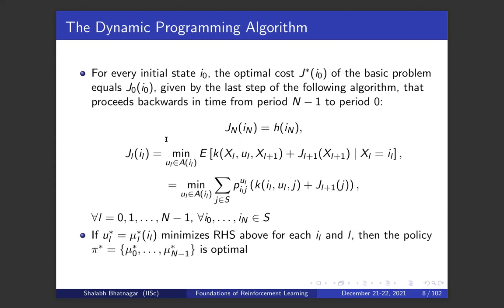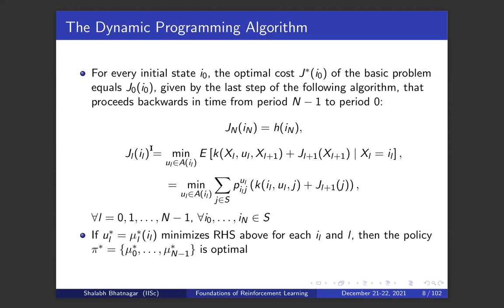So this algorithm is represented by these couple of equations. It says that for every initial state, let's say i0, the optimal cost J star of i0 of the basic problem equals J0 of i0 that is obtained from this algorithm. So what does this algorithm do? It computes a sequence of functions. It computes Jn of in, which is like the terminal cost function. It just assigns the terminal cost. So if your state is in at time n, that's the terminal state, then the cost incurred is h of in. So it just assigns Jn of in as h of in.